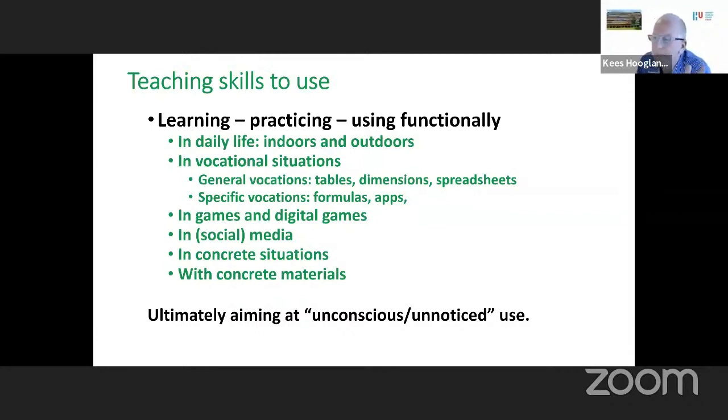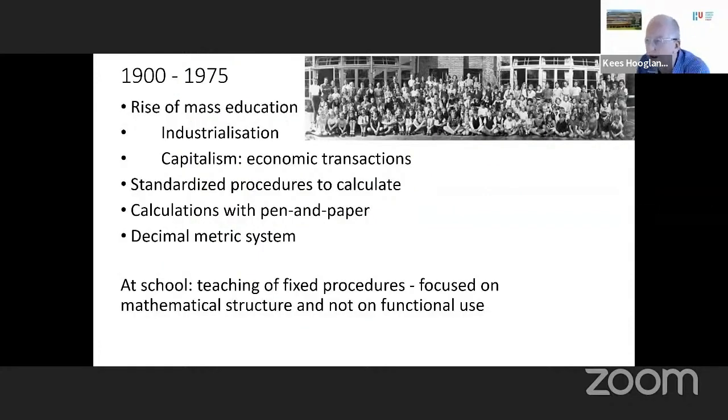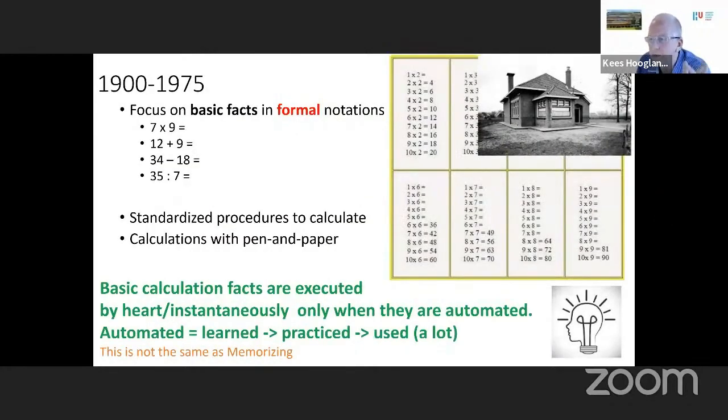And why is this discussion still going on? It is understandable why this discussion is still going on. Because before 1975, there was a big focus on the basic facts in formal notations, tables of multiplication and the small additions and subtractions. And it made a lot of sense, because you needed those basic facts in that time. You needed them almost every day.